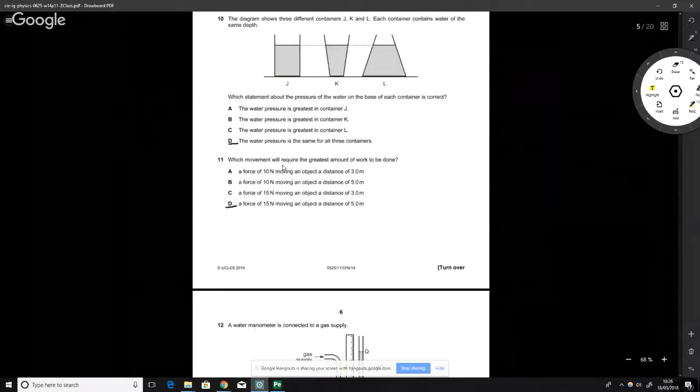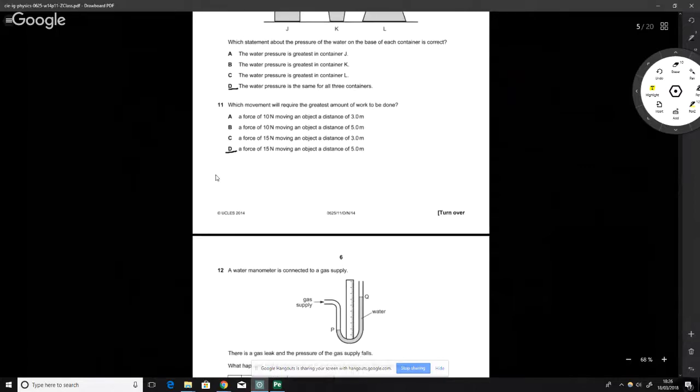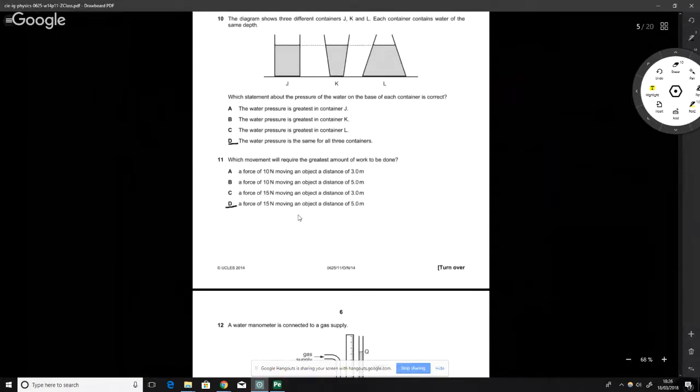Okay, which movement will require the greatest amount of work to be done? It's force times distance for work done. So we just look at the one with the highest force and the highest distance, and that is the bottom one.